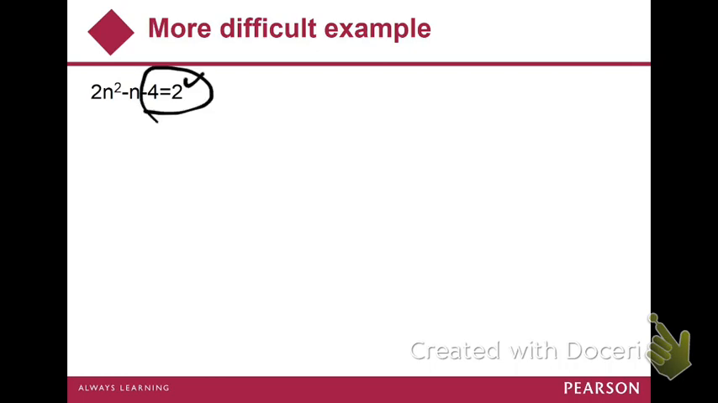And I need to get rid of this 2 because it needs to be ax squared plus bx plus c equals 0. Well, this doesn't equal 0. So let me subtract 2 from both sides. And notice what I end up with. 2n squared minus n minus 6 equals 0. Negative 4 minus 2 is negative 6. Now this looks just like the other.